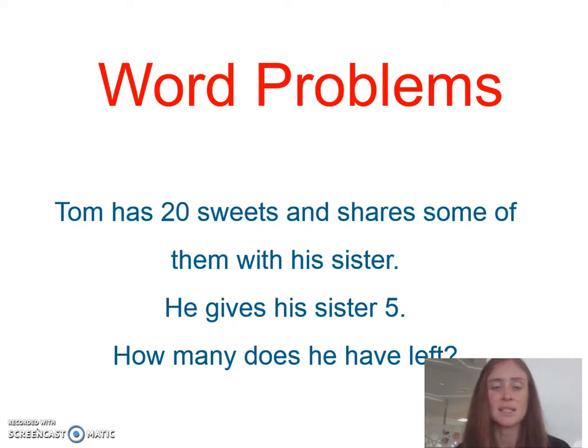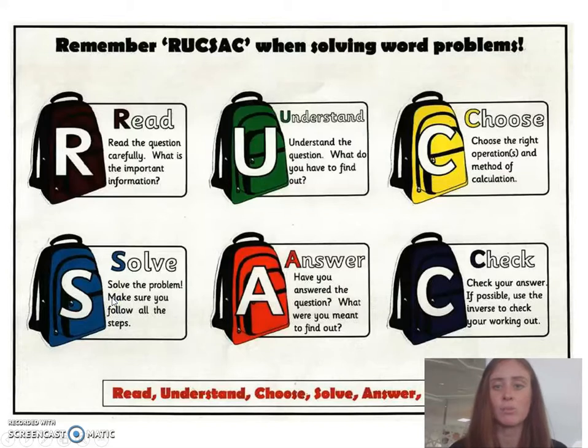So, here's an example. Tom has 20 sweets and shares some of them with his sister. He gives his sister 5. How many does he have left? We can use something called RUCKSACK. RUCKSACK is a way to help us remember the different ways to answer the problem.